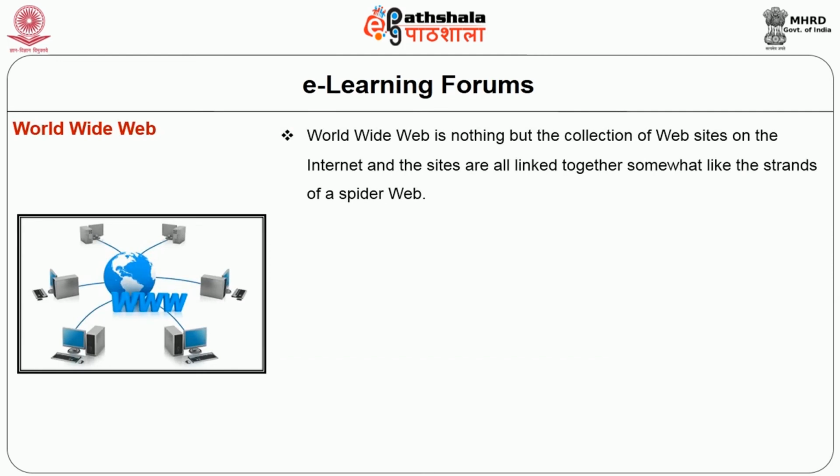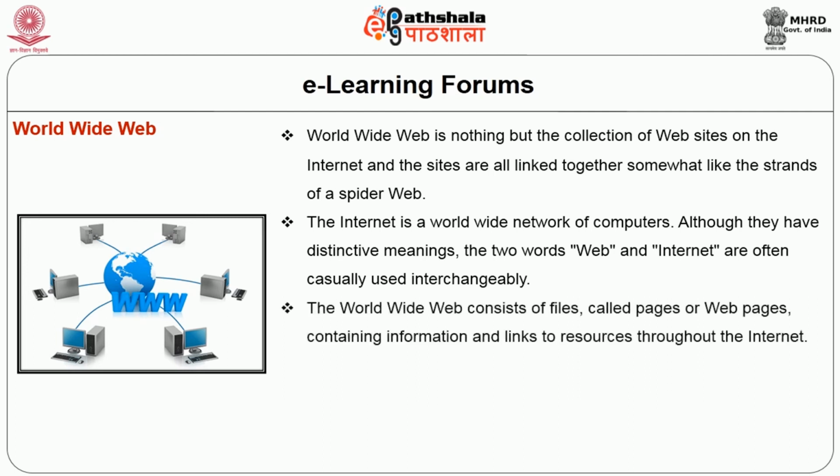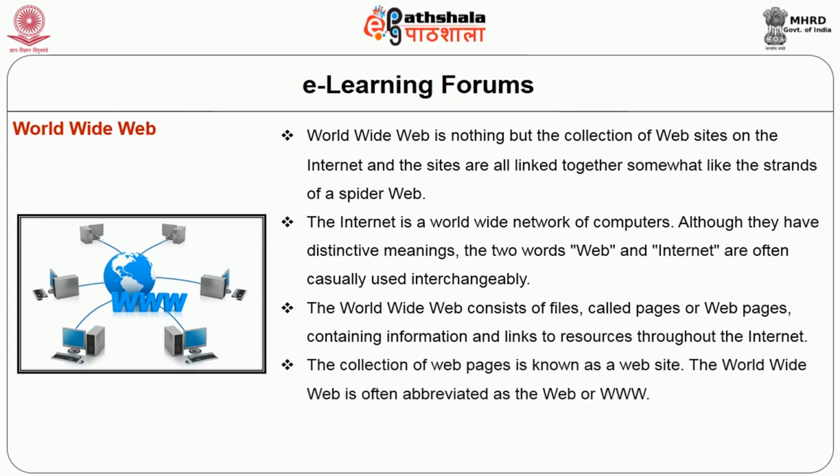The World Wide Web is nothing but a collection of websites on the internet, and the sites are linked together somewhat like the strands of a spider web. The internet is a worldwide network of computers, although they have distinctive meanings. The two words, web and internet, are often casually used interchangeably. The World Wide Web consists of files called pages or web pages containing information and links to resources throughout the internet. The collection of web pages is known as a website.